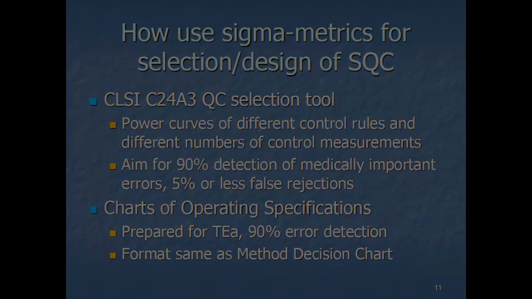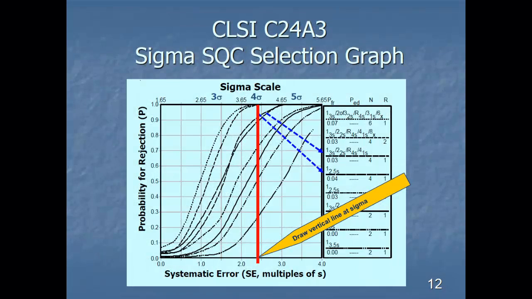So this is the sigma QC selection tool. And the way this works, so these are those same kinds of power curves that Kurt talked about. So you calculate sigma. So here's our method with sigma 4. You remember where 4 came from. You did that calculation. And then you look to see, what control procedures will give you a probability of 0.9 or 90% chance of detecting the critical systematic error.